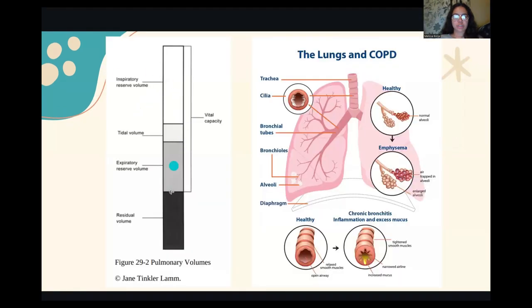This photo is just a picture of the pulmonary volumes from the textbook, and this is the lungs and COPD, showing how COPD affects the lungs.